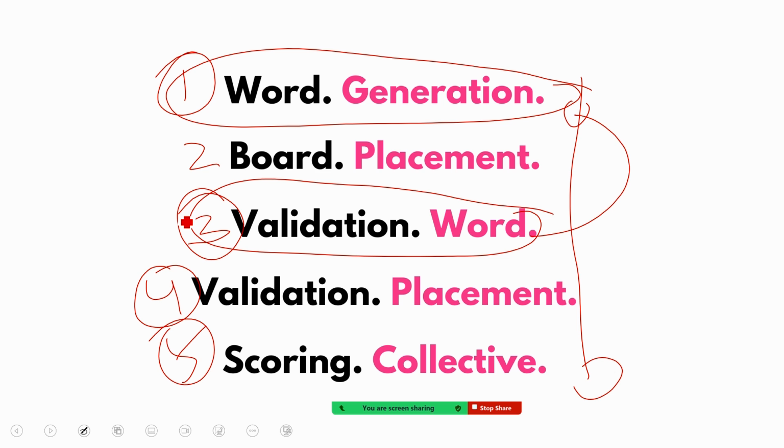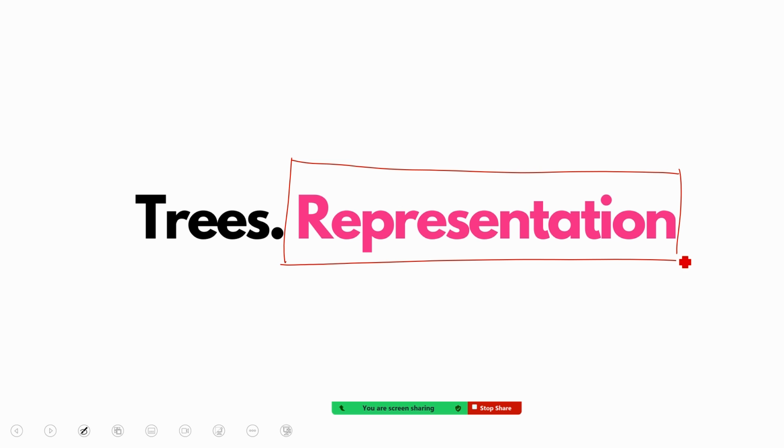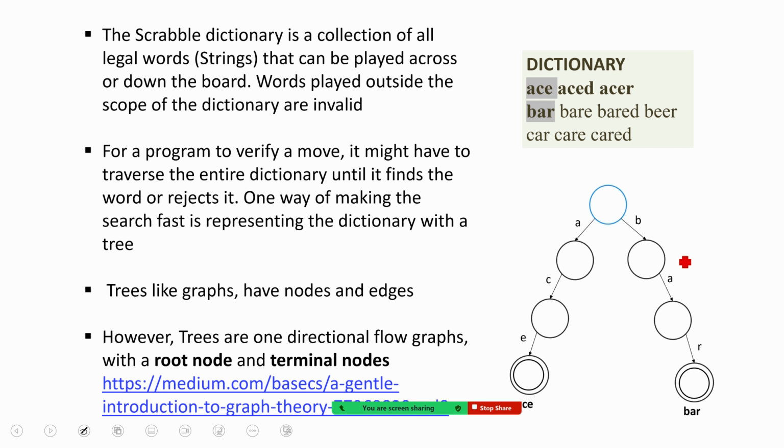One of the tools that we use for this is trees. And for now, we're still in the representation space, right? We're still in the representation space in the sense that previously we just walked through the representation of the board. Now I'm going to walk through the representation of the dictionary. And the dictionary is represented through a tree.